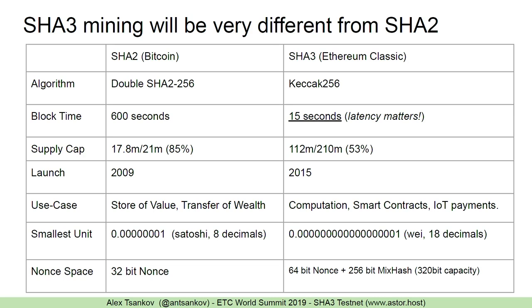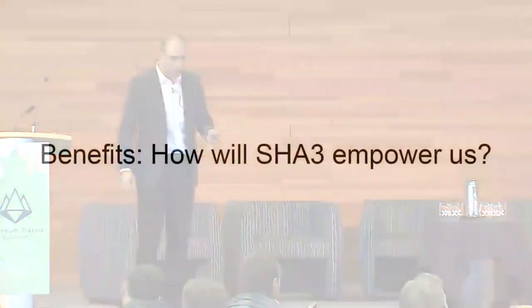And then another interesting factor is that miners would have far more capacity to actually run it. They would have a 256-bit mixed hash plus a 64-bit nonce, for a total of 320 bits of capacity, which would actually be really great if they're trying to do on-chain mining contracts or a variety of other ideas. So let's go through the benefits.